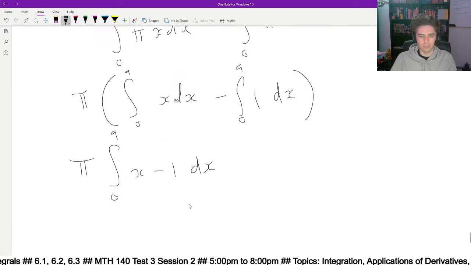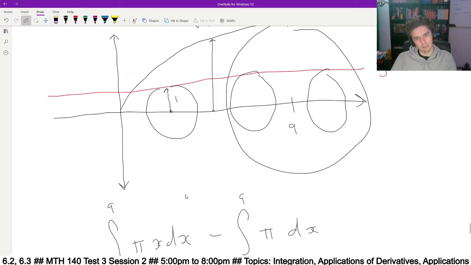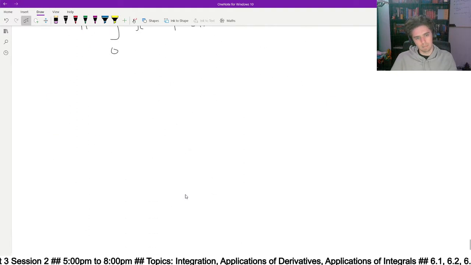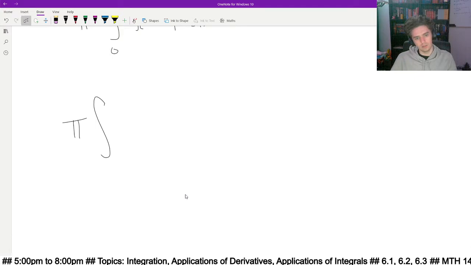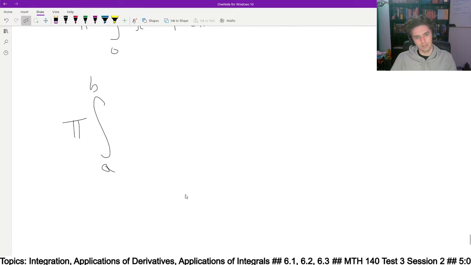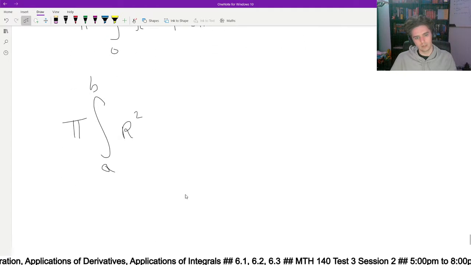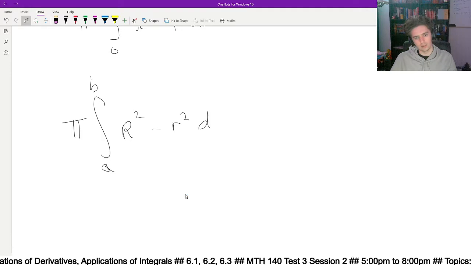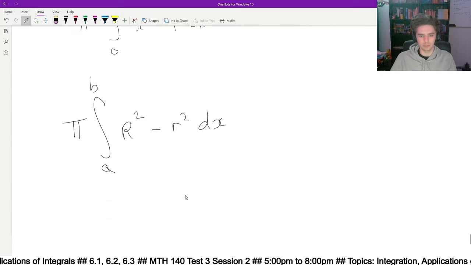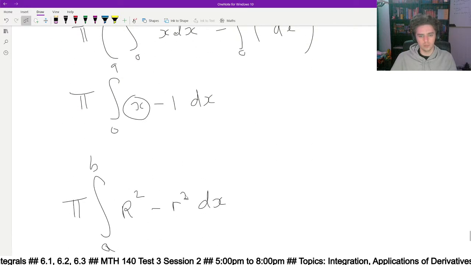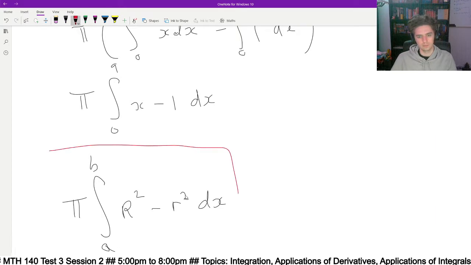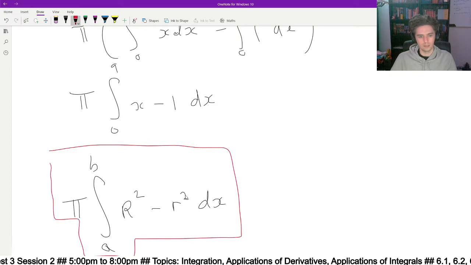And so in general, the formula is, if you have an upper radius and a lower radius, it's going to be pi times the integral from a to b, from where you're starting to where you're going, of the upper radius squared, so the bigger radius squared, minus the lower radius squared dx. So we did that here. Upper radius was root x. Root x squared is x. Lower radius was 1. 1 squared is 1. So that's our rule.